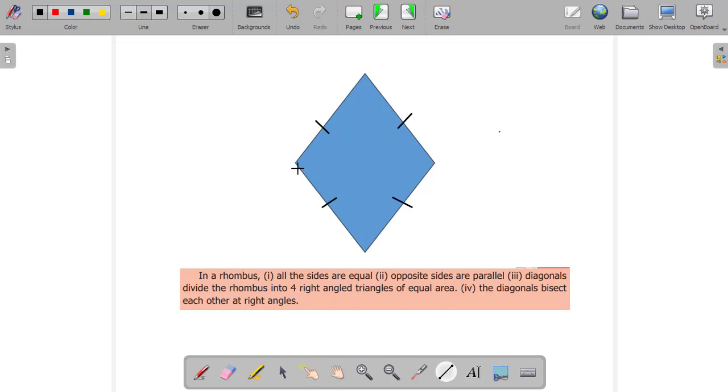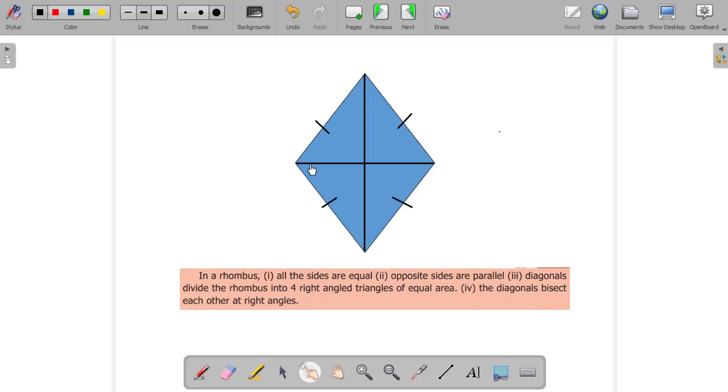Listen, students, I am going to draw 2 diagonals for this rhombus. What do you see? These 2 diagonals divide the rhombus into 4 right angle triangles of equal area. It will make right angle at the center of the rhombus. Then the fourth property is the diagonals bisect each other at right angles.